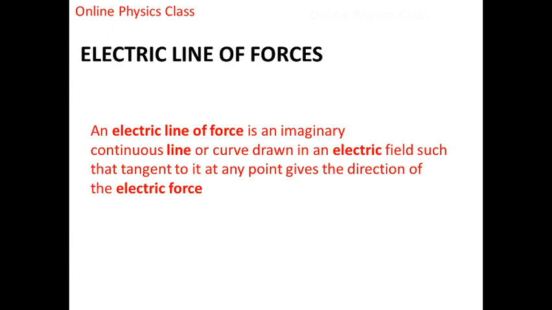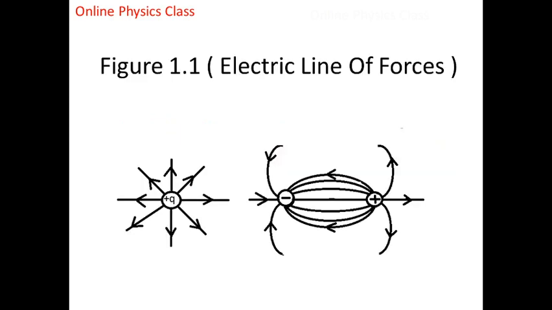Electric lines of force are imaginary continuous lines. We imagine that the electric lines of force around a wire will be as shown in this figure. If we are considering a charge, then the electric lines of force are as shown in the diagram. And if we are considering a couple, then the electric lines of force will be as shown in this diagram.